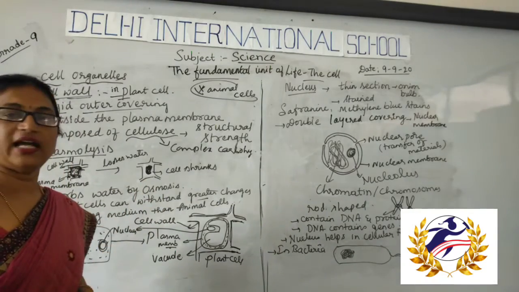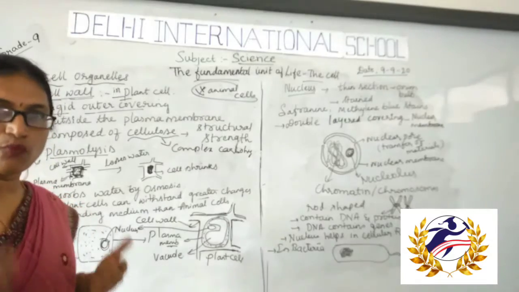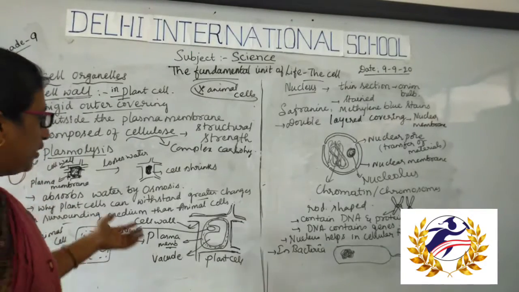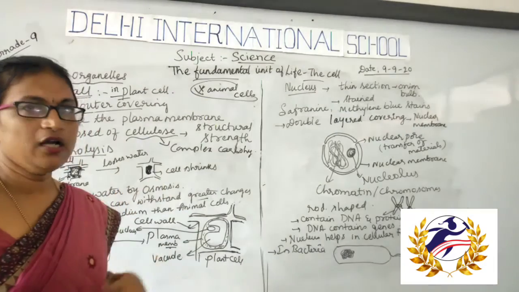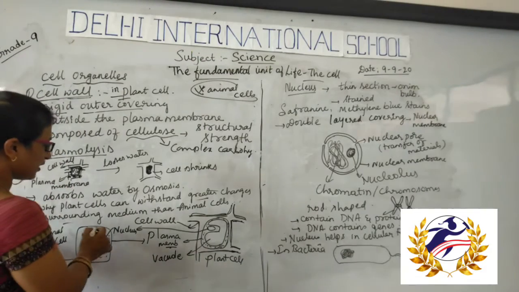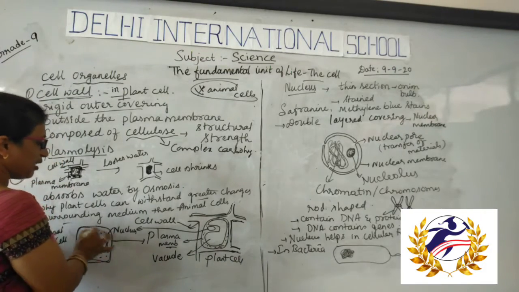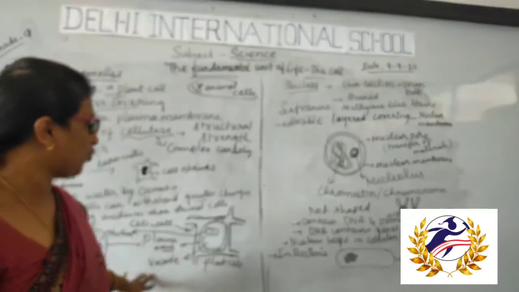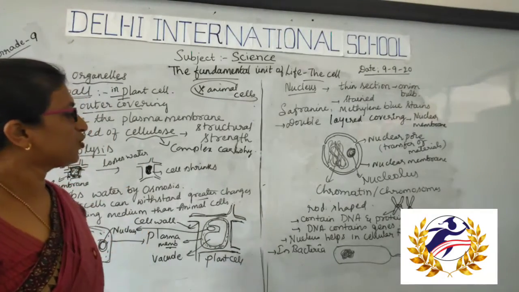Plant cells and animal cells absorb water by the process of osmosis. We dealt with osmosis in the last class. It is the movement of molecules from a region of higher concentration to a region of lower concentration across a semi-permeable membrane. So these are the points.